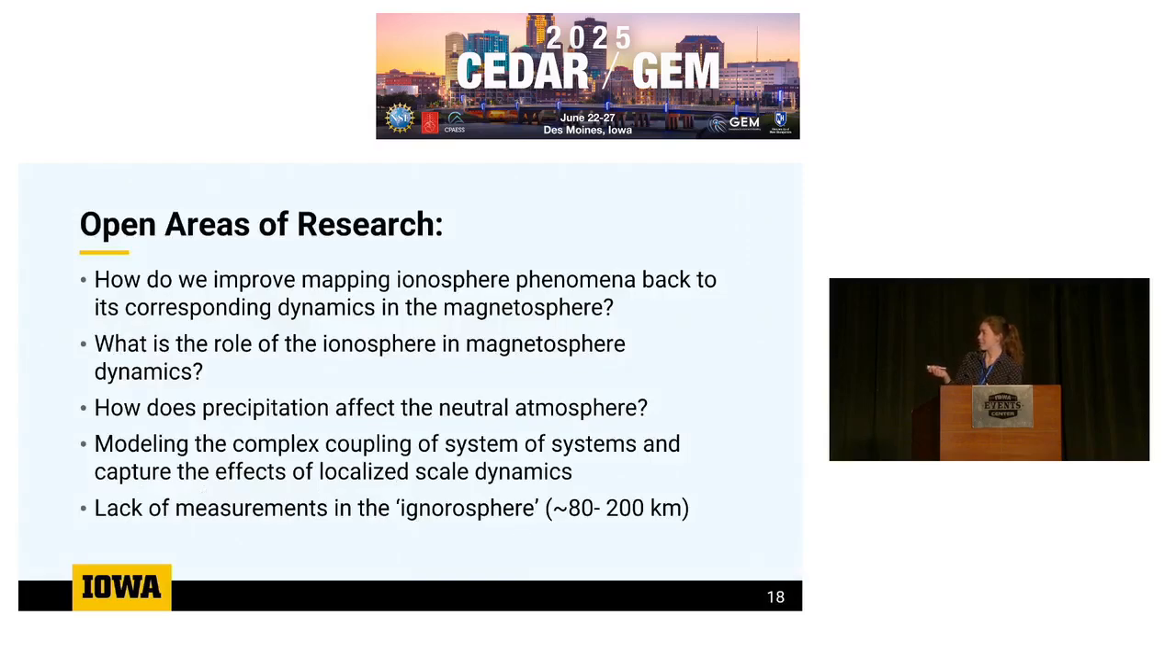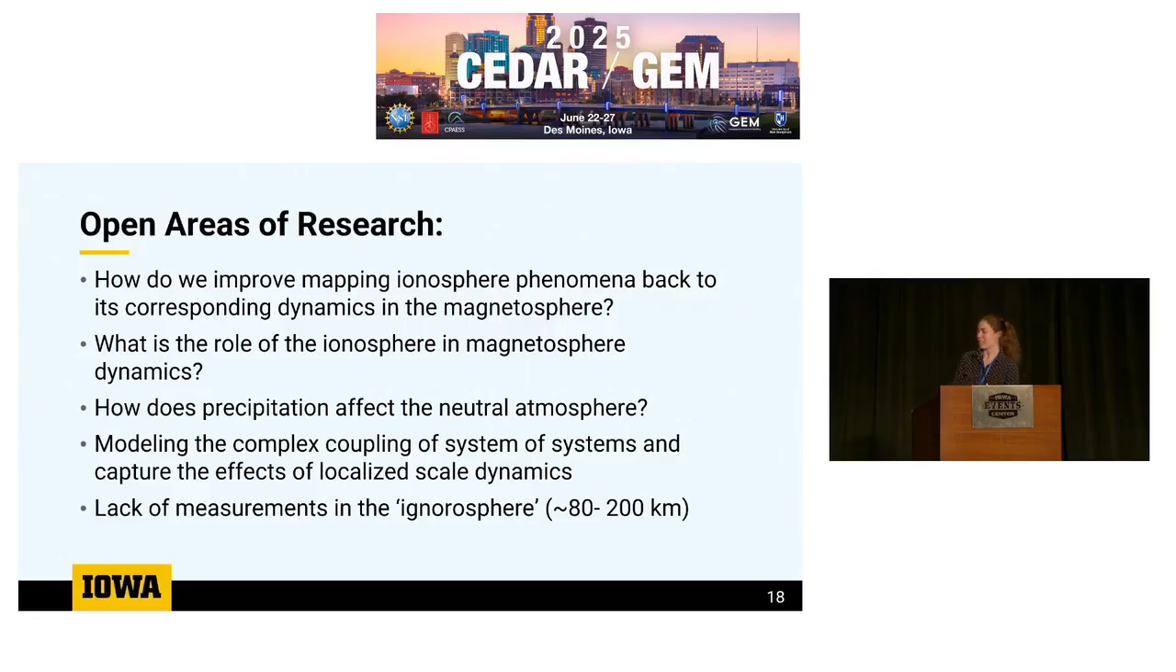So some open areas of research. How do we improve the mapping between ionosphere phenomena back up to its corresponding dynamics in the magnetosphere? What's the role of the ionosphere in the magnetosphere dynamics? How does precipitation affect the neutral atmosphere? And how do we improve our modeling for a complex system of systems when we have a hard time dissecting what caused what?